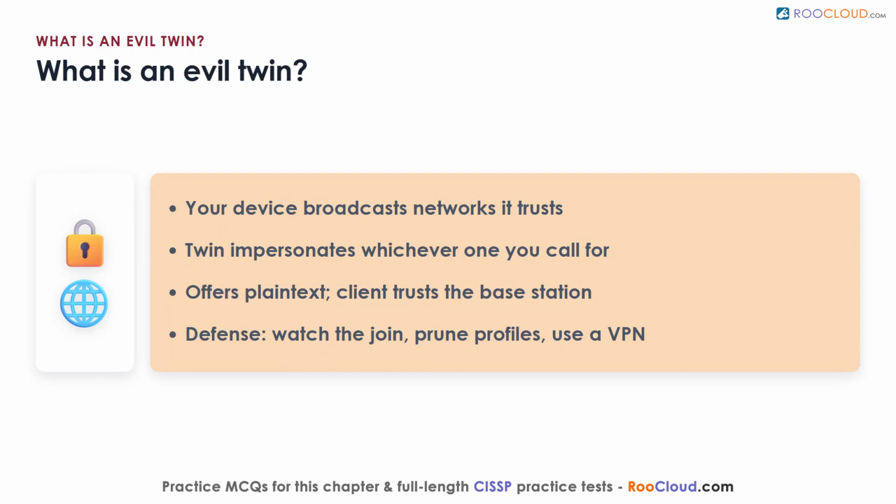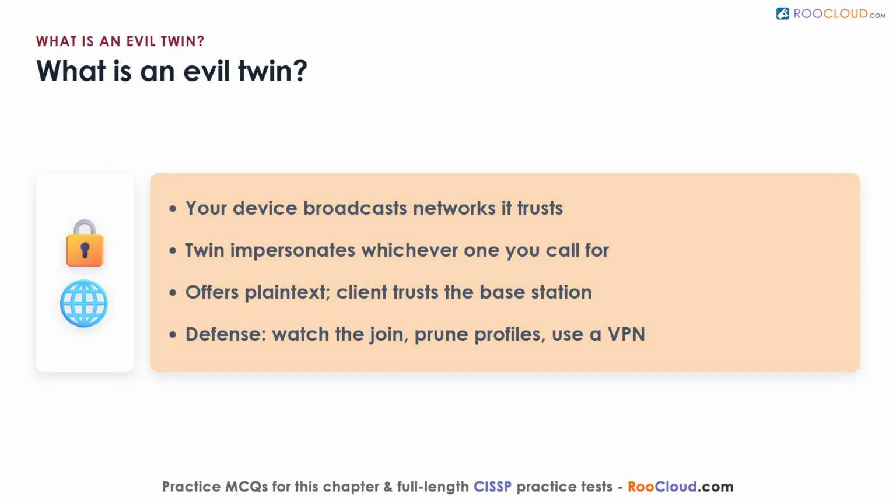Because it lets the victim's own device pick the trap. Every time your device joins a network, it remembers that profile and later broadcasts requests to reconnect, naming the networks it trusts. An evil twin listens for those requests, then instantly impersonates whichever network your device is calling for, offering a plaintext connection. Your device accepts because the client trusts the base station to set the terms of security. Once connected, the attacker sits in the middle, poised to hijack sessions and steal credentials.